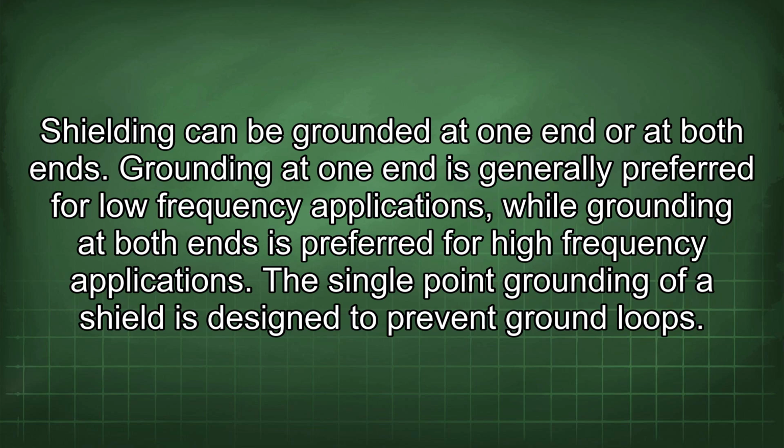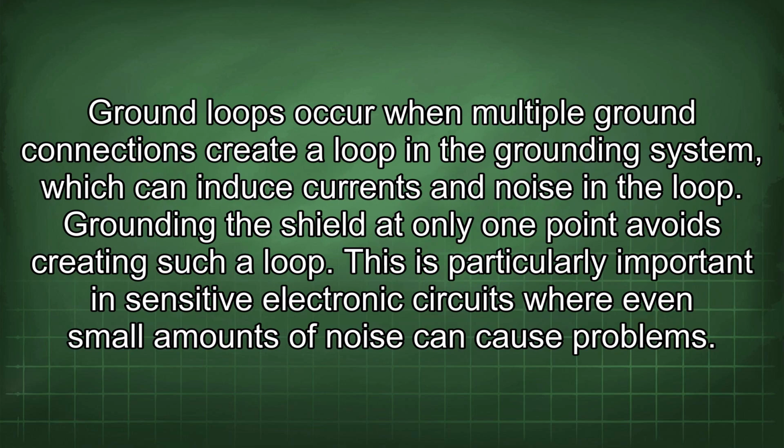The single-point grounding of a shield is designed to prevent ground loops. Ground loops occur when multiple ground connections create a loop in the grounding system, which can induce currents and noise in the loop. Grounding the shield at only one point avoids creating such a loop.